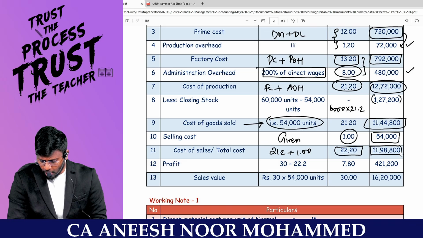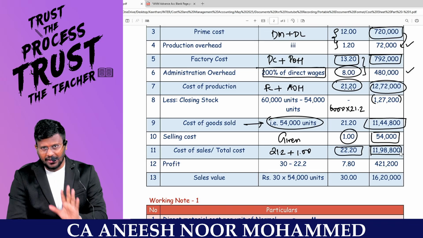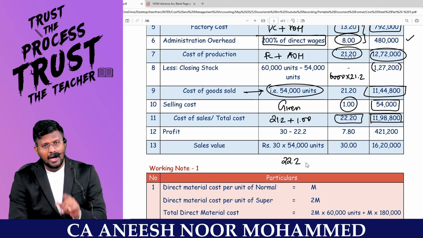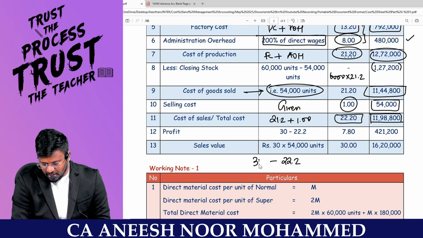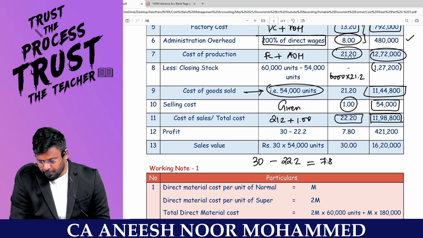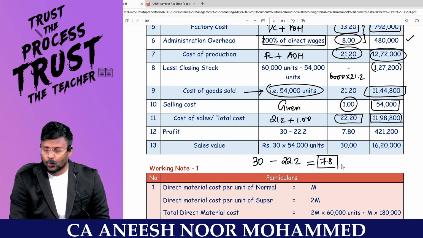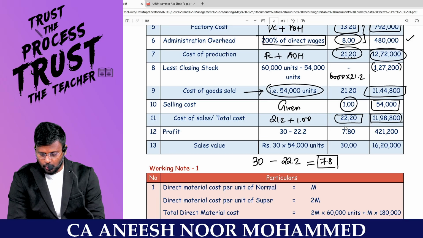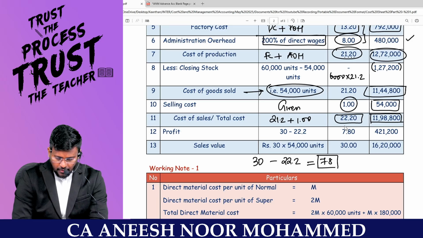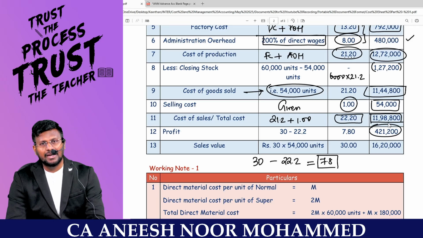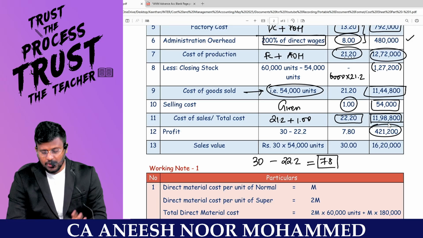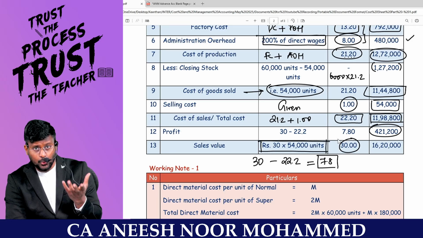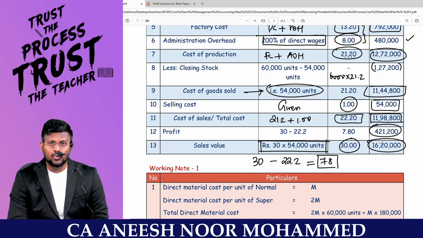You will be getting a profit. Actually, profit here is a balancing figure because I know that I have totally incurred 22.2 and in the question they specifically said that 30 rupees is the selling price. So 7.8 rupees is the profit per unit that we have earned. So 7.8 would have been given for 54,000 units. So 54,000 into 7.8 comes to 4,21,200. Total sales value will be number of units sold into selling price per unit, and per unit has been given in the question at 30. So 16,20,000 will be the sale value.